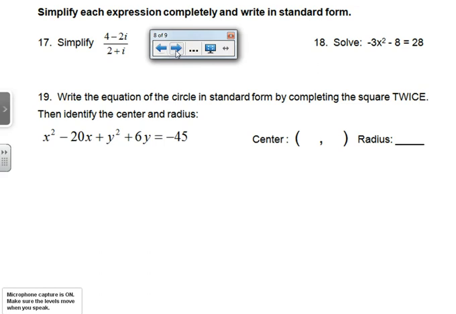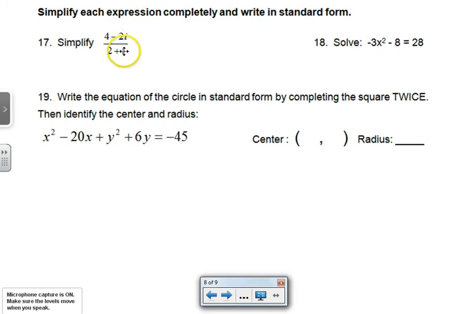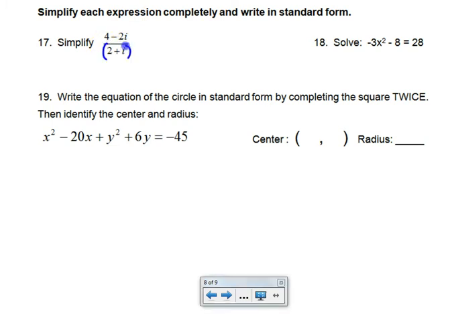And simplify. Oh, this is good old review stuff. Number 17, you have to simplify by multiplying by the conjugate of the denominator. So instead of 2 plus i, it's going to be 2 minus i. And you're going to have a FOIL problem on top, and then a much more exciting FOIL problem on the bottom, where a bunch of it cancels.